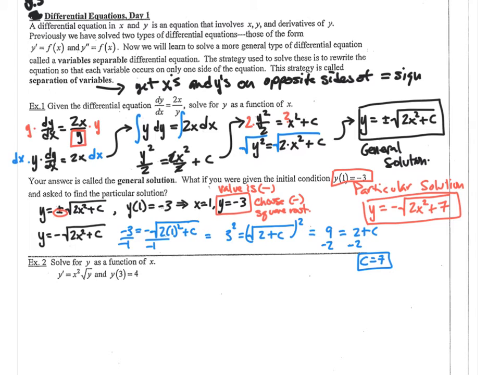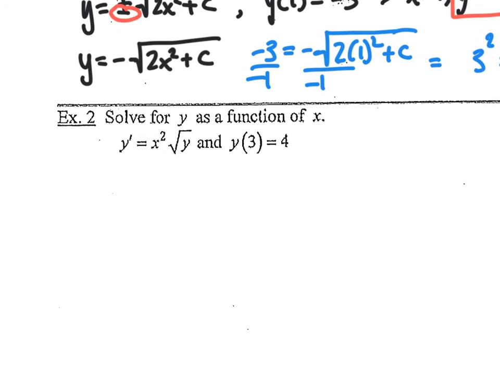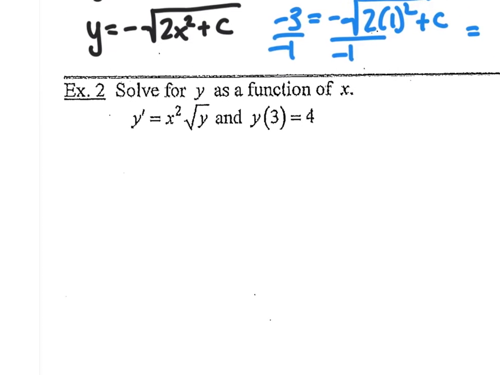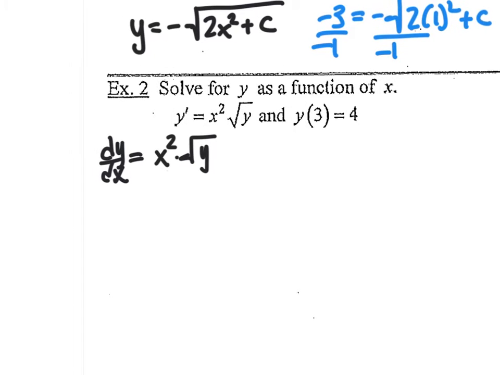So let's go ahead and take a look at example 2. What we want to do is solve for y as a function of x, all right? So they give us this differential equation: y prime is equal to x squared times the square root of y, with an initial condition of y of 3 is equal to 4. So what I want to do is first rewrite this as dy/dx is equal to x squared times the square root of y, okay? And I'm going to go ahead and separate my variables.